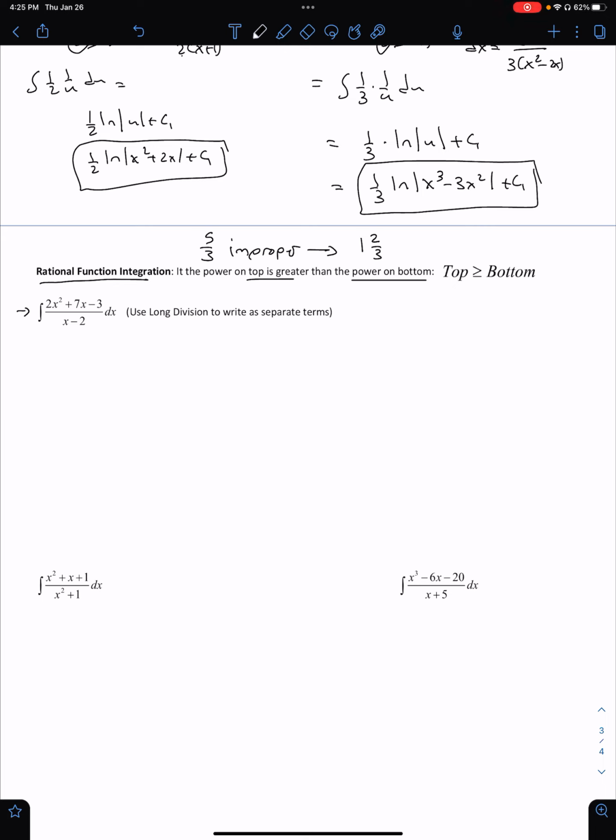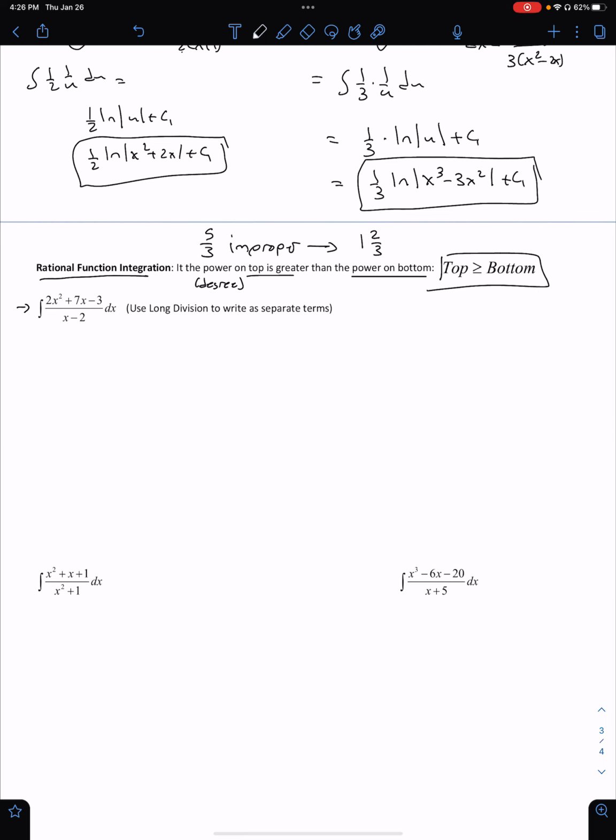fractions of variables, but we look at the degree. So if the power on top, or the degree on top, we call it the degree, if the degree on top is greater than the degree on bottom, we are going to use a new technique. And I call this the top greater than the bottom, or sometimes I call it the BOT, big on top. And that's what we have here in our first example.